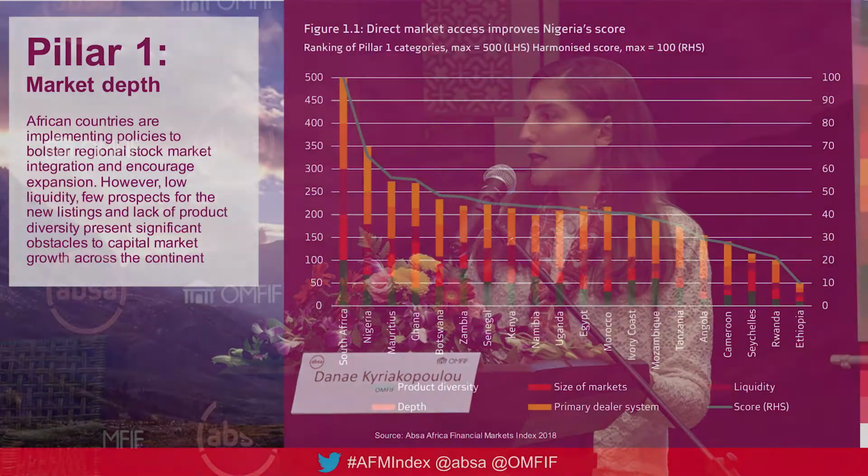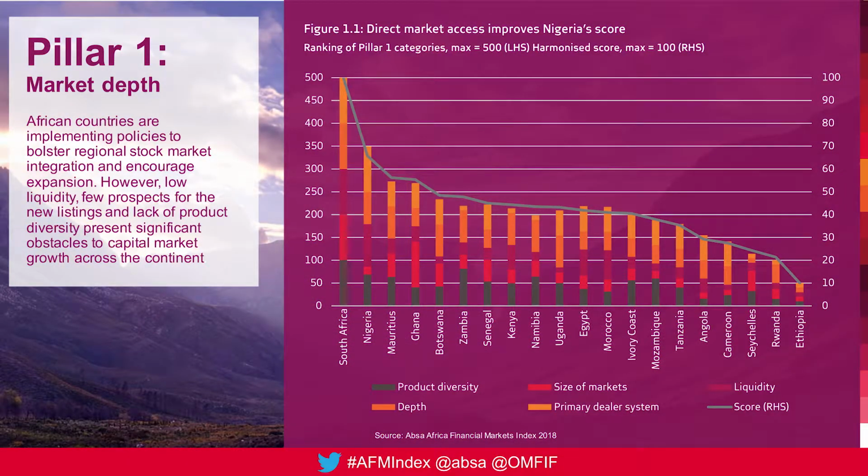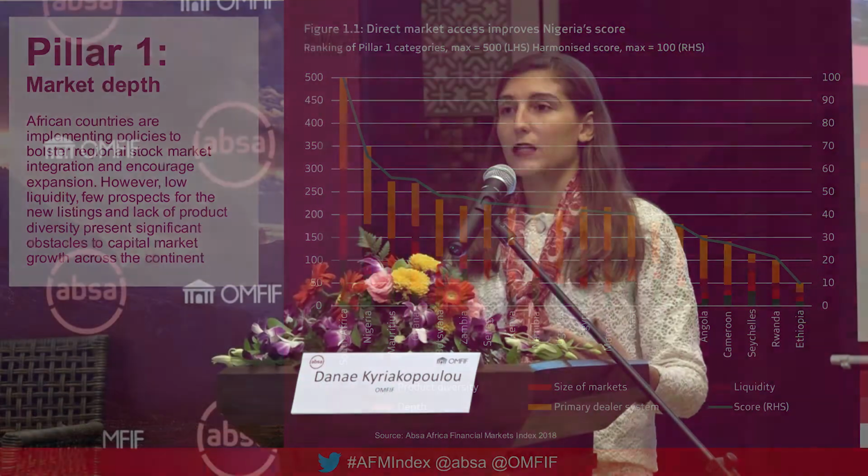So Jeff has already given us an introduction of how countries did overall, and also an introduction to which are the pillars that we look at. So the first pillar that we looked at is market depth. So there we mentioned, and also in the introductory remarks, that countries need deep and liquid financial markets in order to create a domestic environment and also create opportunities for foreign investment.